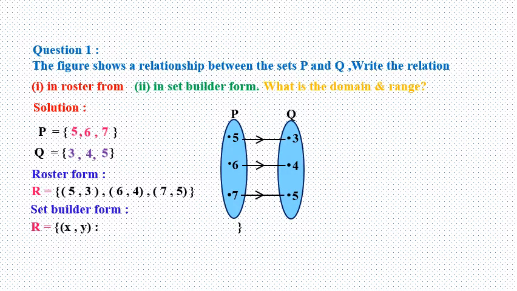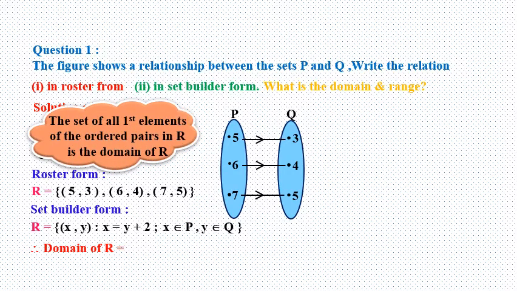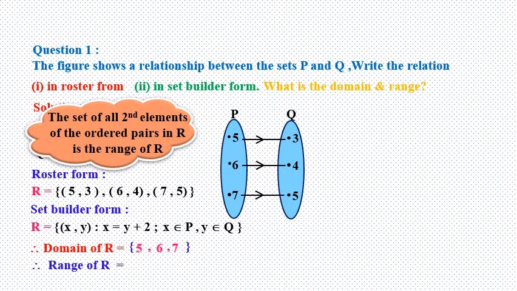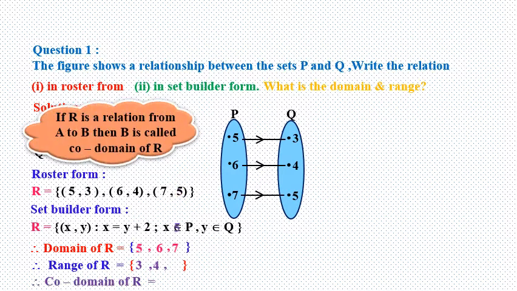Set builder means we write a formula (x, y) where x equals y plus 2. You can also say that x minus y equals 2, where x belongs to P and y belongs to Q. And now remember, the domain is all first elements, that is 5, 6, 7. Range is 3, 4, 5. I hope you are enjoying and understanding. Codomain is again 3, 4, 5.